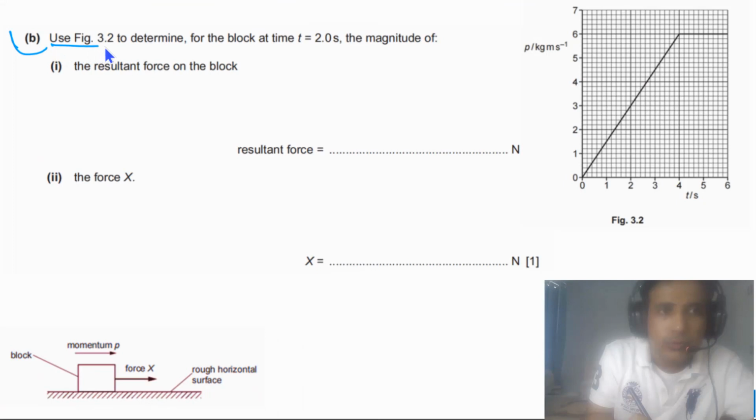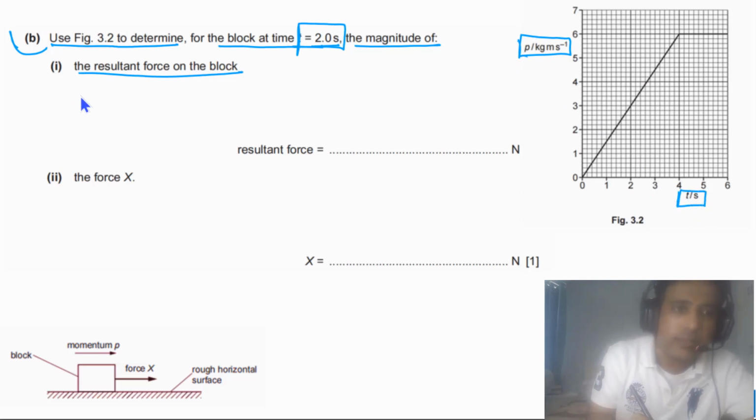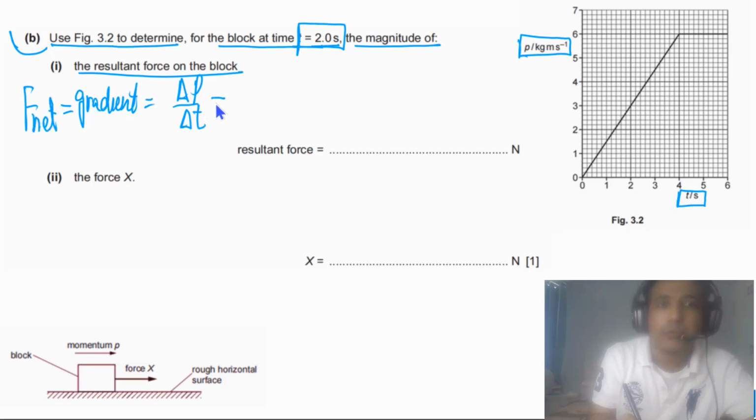Part B says use figure 3.2 to determine, for the block at time t equal to 2.0 seconds, the magnitude of the resultant force on the block. Only at this time, t equal to 2.0 seconds. So we have momentum on the y-axis and t on the x-axis. If you look at the gradient, the gradient will be equal to delta P over delta T, and delta P over delta T is equal to the net force, the resultant force. So simply we need to calculate the gradient.